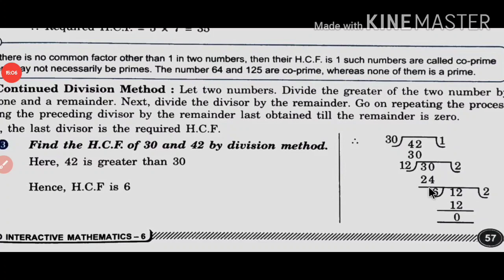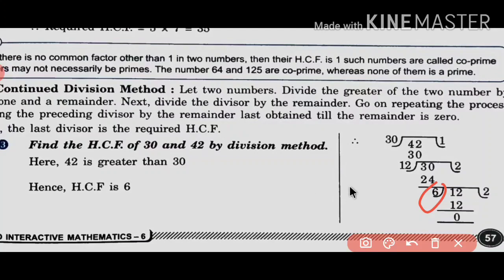Now this 6, and this divisor 12 will come inside and you have to divide 12 by 6. So 6 twos are 12. 12 minus 12 is 0. Here we have to continue this process till we get the remainder as 0. So you can see that after dividing 12 by 6, the remainder is 0. It means the last divisor is the answer of our HCF. So hence HCF here is 6. This one will be the answer.